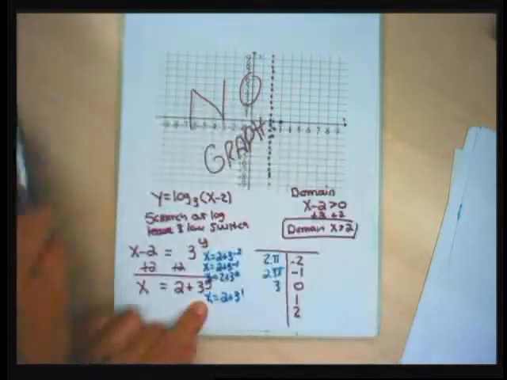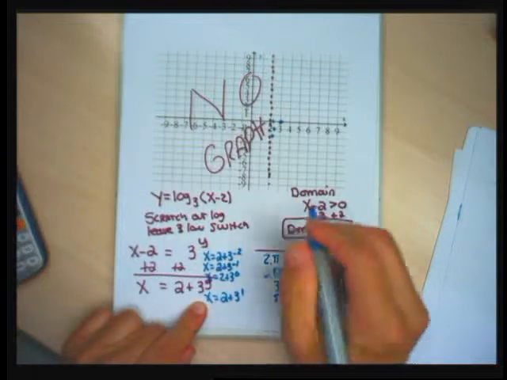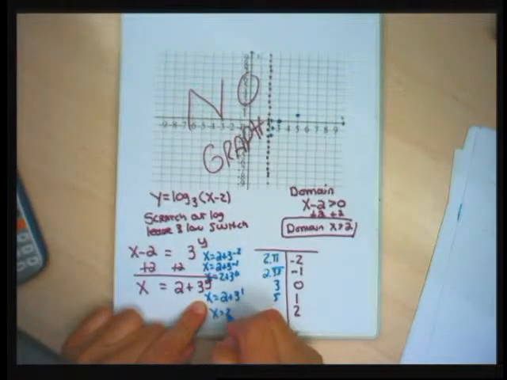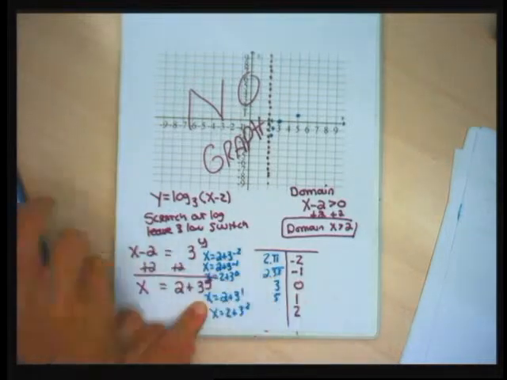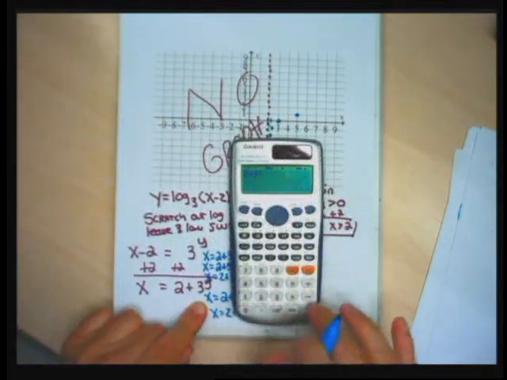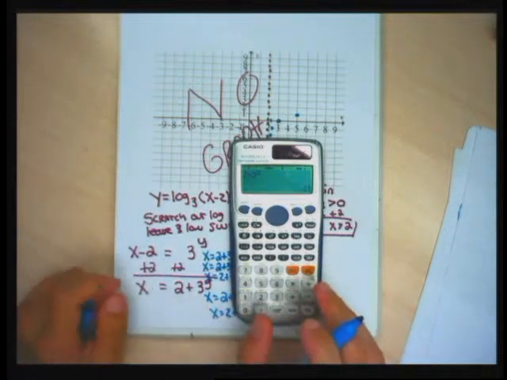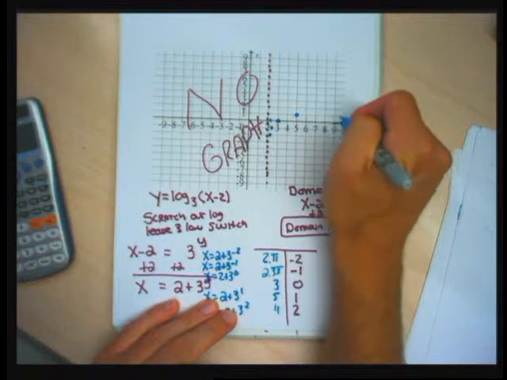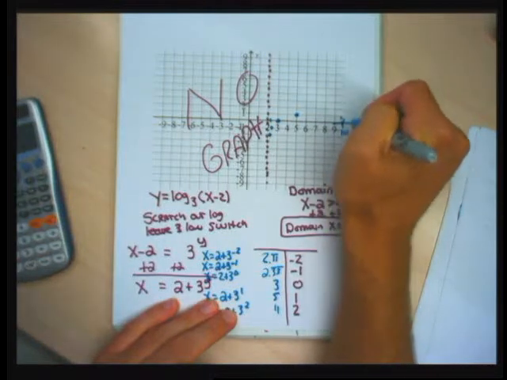And get the point (5, 1). And then lastly, x equals 2 plus 3 to the second power, and I get 11, which is off my grid, but I think I can fudge it. So 10, 11, and then 2.